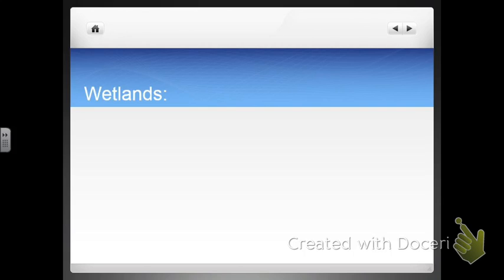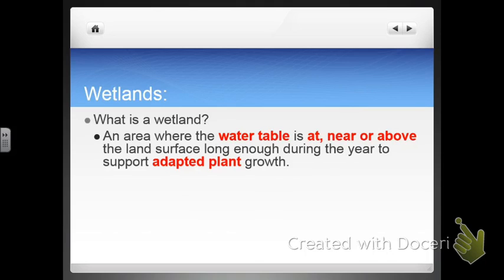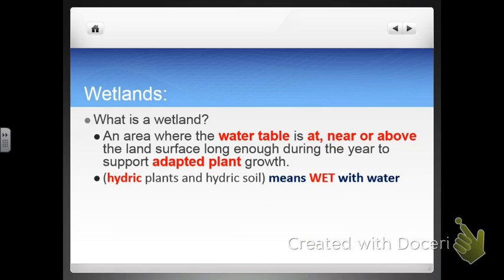And then the third place we have water located is our wetlands. That's where the water table is at, near, or above the land surface, long enough to support adapted plant growth. So the water table is when the aquifer is very close to the surface and there's a pool of water that is barely underground. When it is close to the surface, and you've got plants that can have wet feet, or their roots can be literally sitting in water all year long, then you have a wetland.